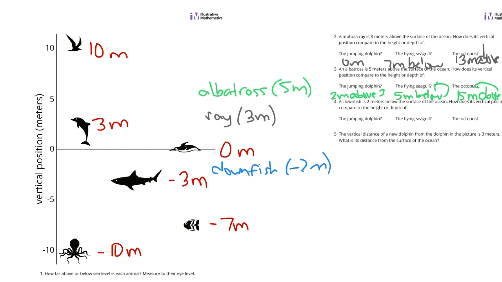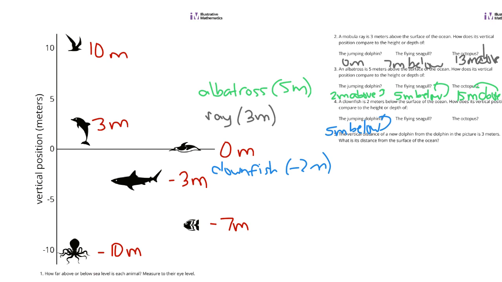How does its vertical position compare to the height, or depth, of the jumping dolphin? The dolphin, once again, is at 3 meters. The clownfish is below, so we're going to go from 3 to 0. That's a distance of 3. Down to -2 is 2 more, so that's a distance of 5 meters. And the clownfish is 5 meters below this jumping dolphin.